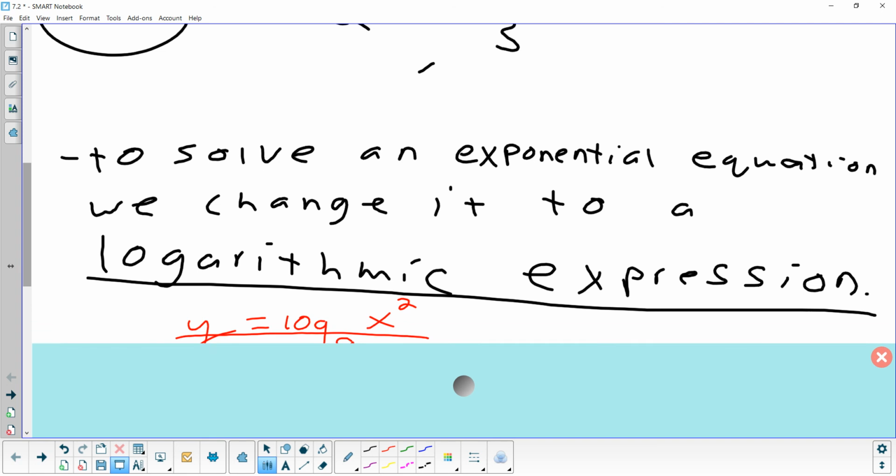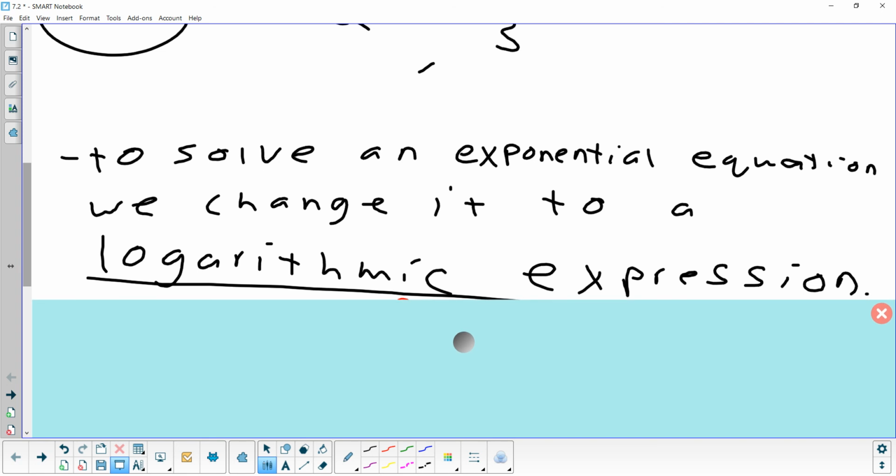We're going to change what we have into what's called a logarithmic expression. And once you change something into that format, then you can type it in on the calculator and solve it. I don't think we're going to do too much with the calculator today, but we will by Tuesday and Wednesday.